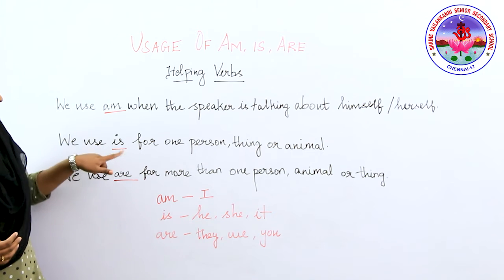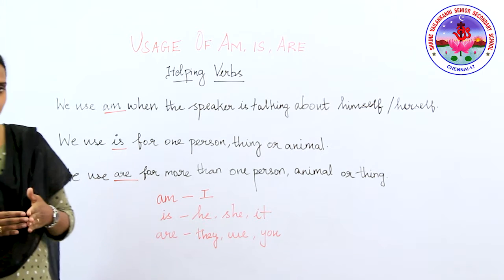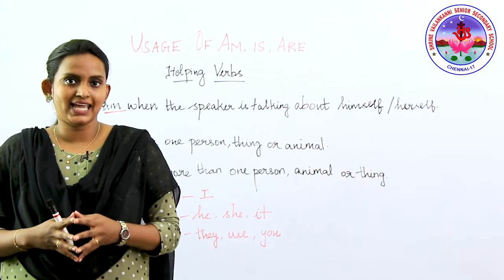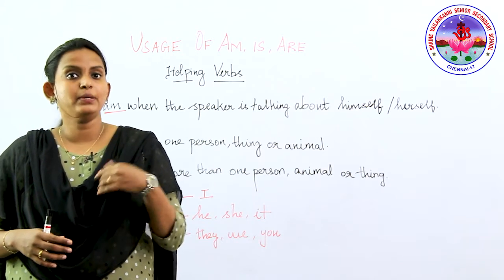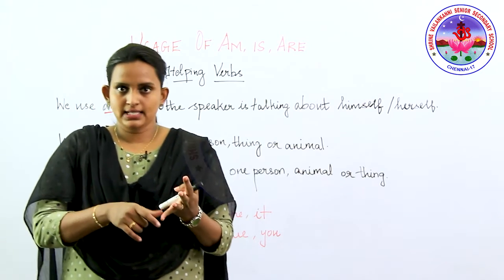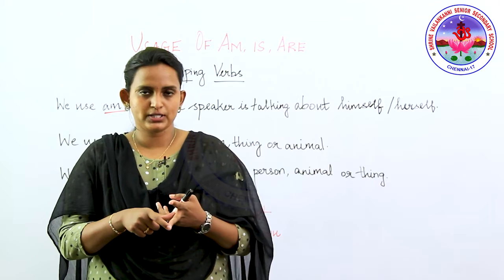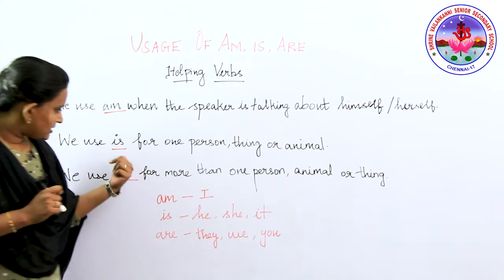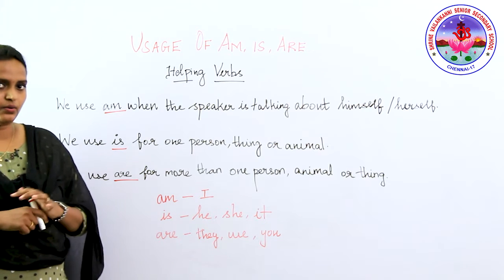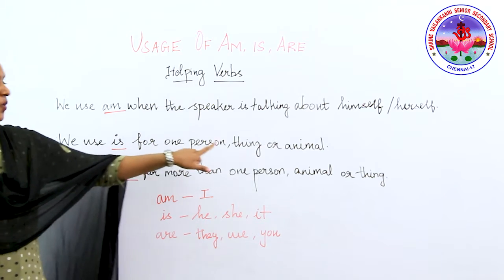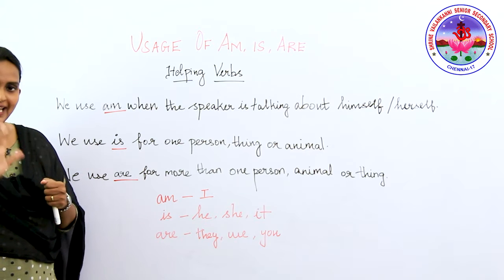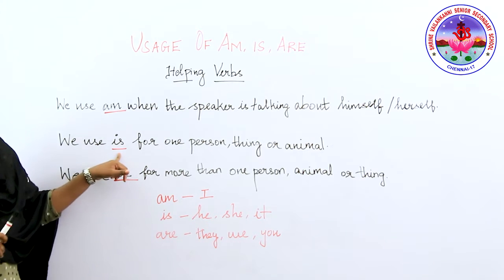Okay. And the second thing is, before going to this, we all saw naming words, isn't it? So this naming word, we saw that it can be one in number or it can be more than one in number, isn't it? So for naming word, we saw the name of a person, place and animal also. Here, is is used for anything that is going to be exactly one in number. It might be one person, one thing or one animal. So anything that is exactly one in number, we'll use the word is.